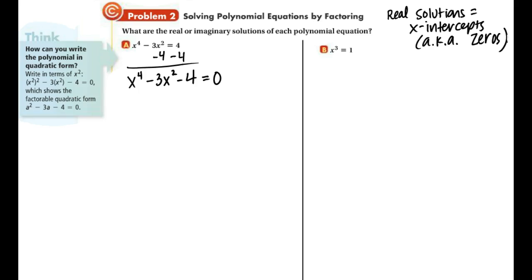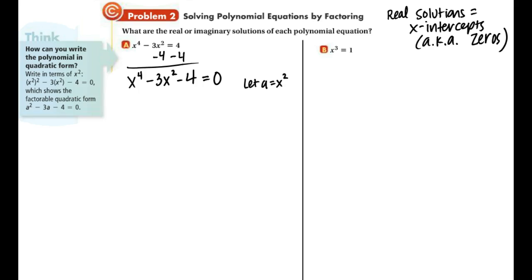I notice that there's no GCF, so I can't factor anything out there. And I also notice that there is not a quadratic here. So the first thing I'm going to do is, by using substitution, I can then make it into quadratic form and factor from there.